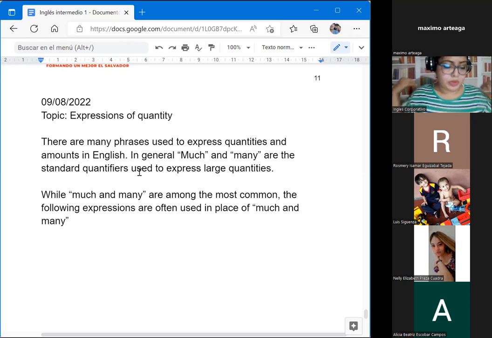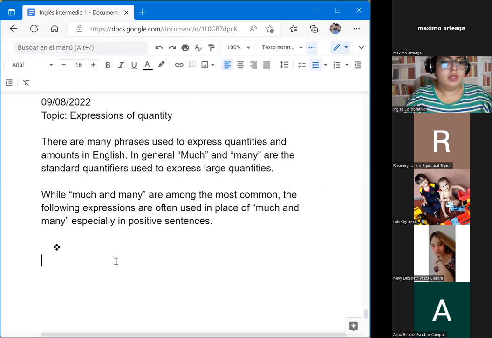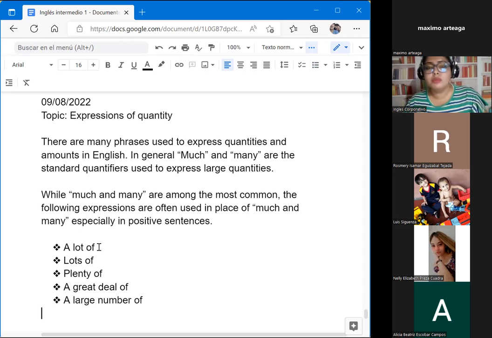And in this case, remember that we are going to use these expressions with a positive sentence. And we have here the words. The first one is a lot of. Lots of, plenty of, a great deal of, and a large number of. These expressions can be combined with of in the sentence of most, many, or much.